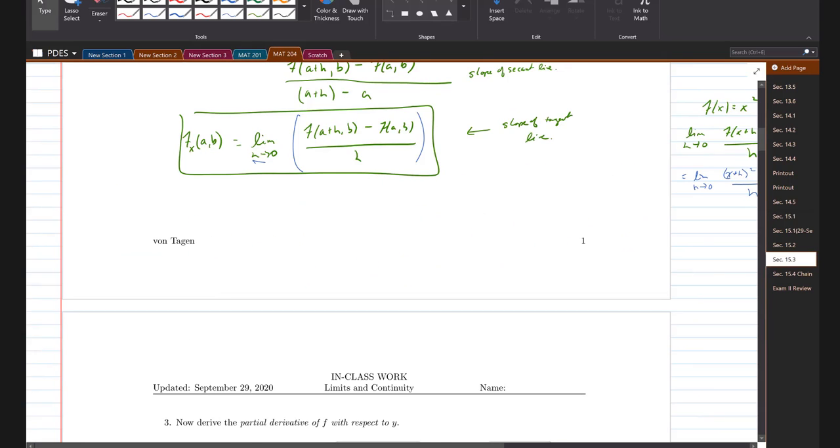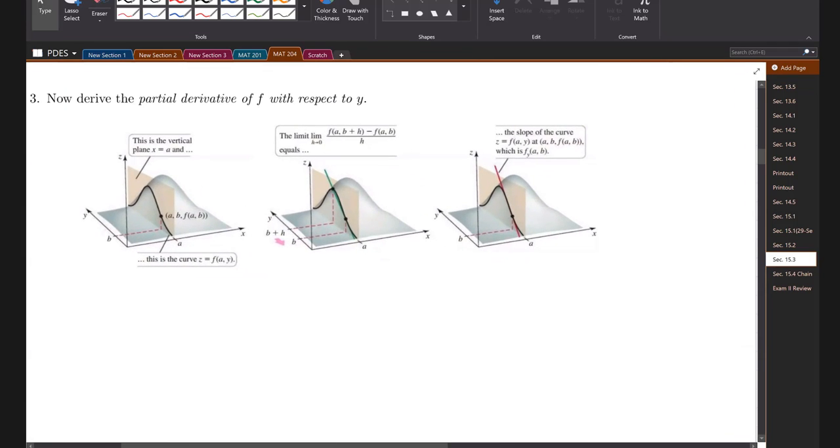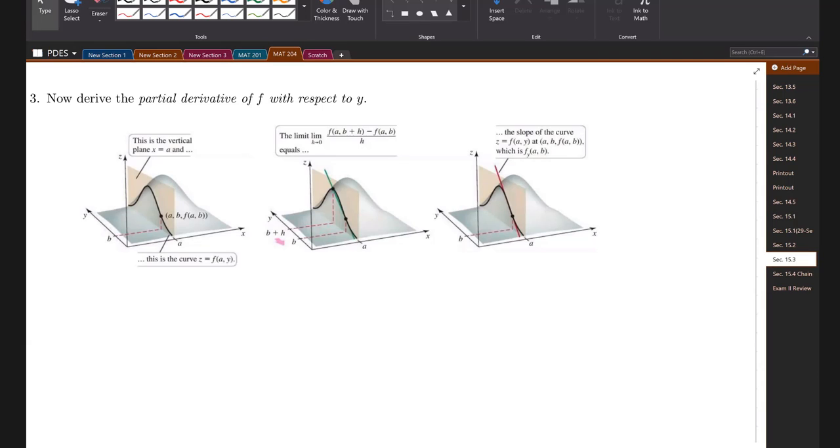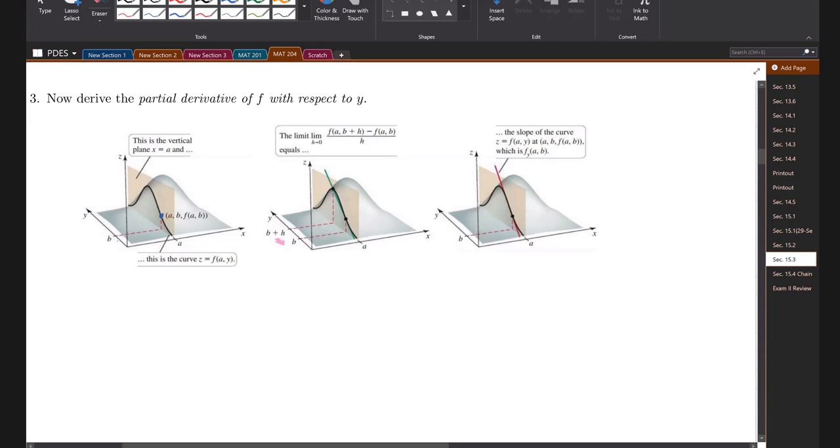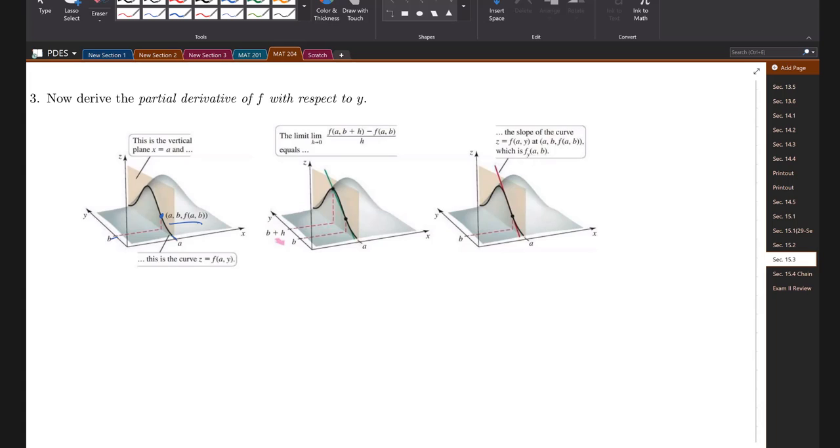So we move along, and we can do the exact same thing here now. We're going to develop the exact same idea, but now we're going to take the same surface as before, the same ordered pair in our domain, a comma b. We're going to get an ordered triplet, which gives us the point on this surface. But now, as we move along the y direction, how does our z value change? How does z change as we move in the y direction?